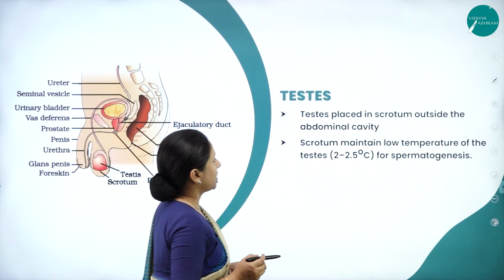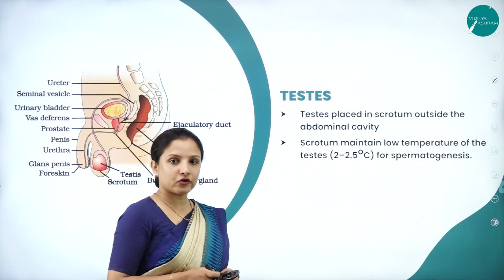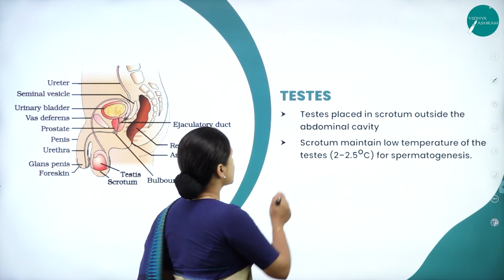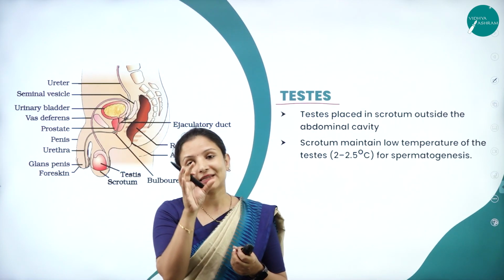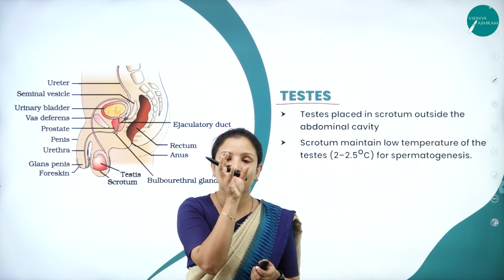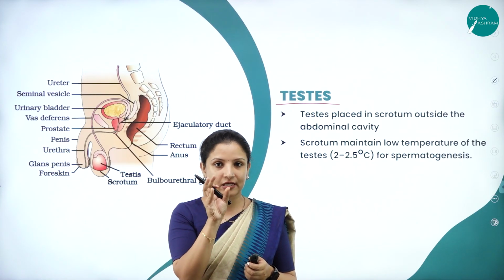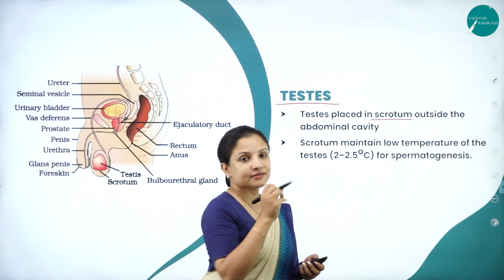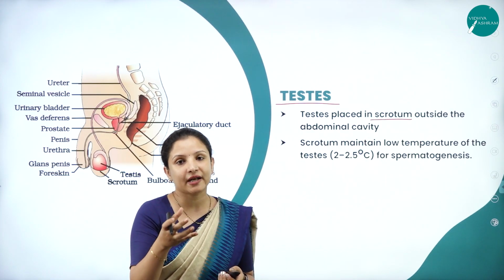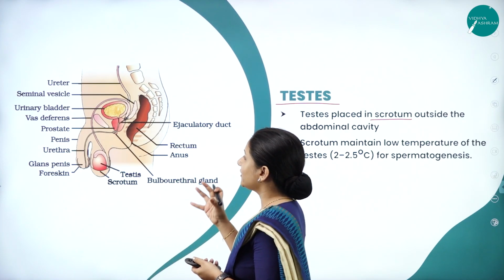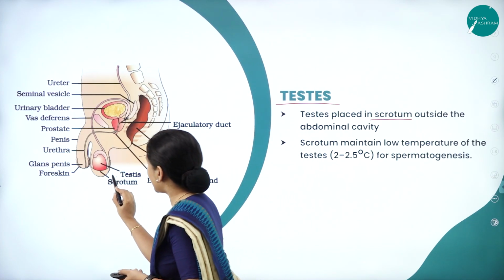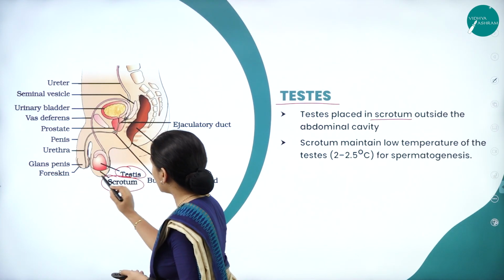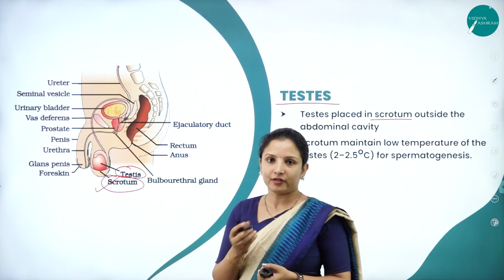Next, moving further, let's study each of these organs separately. Talking about the primary sex organ, which is the testes: testes are held inside small sac-like or bag-like structures, and these bag-like structures are called the scrotum. The scrotum is found hanging outside the abdominal cavity. This is the sac-like structure which you can see, and the entire testis is covered by it, called the scrotum.